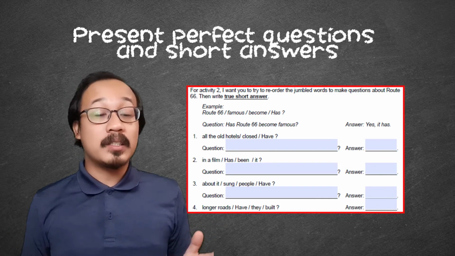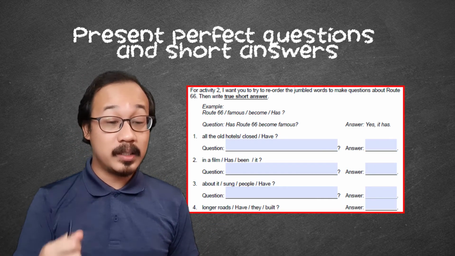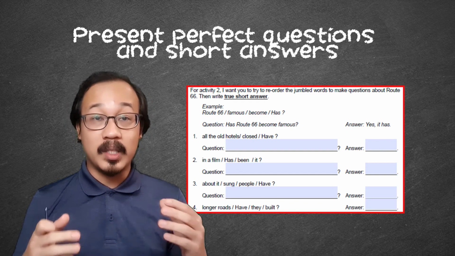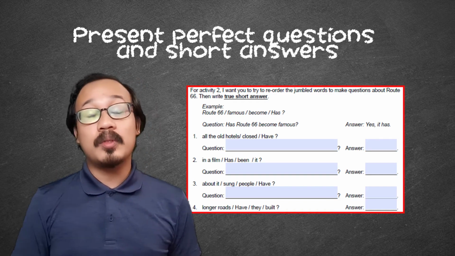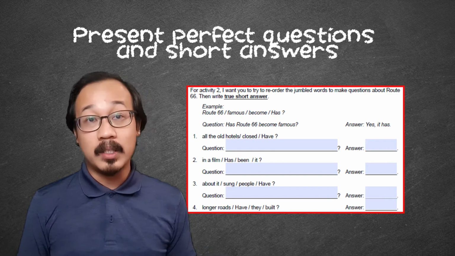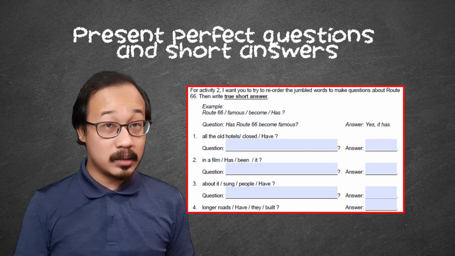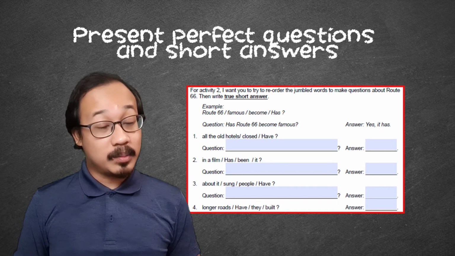Now that we understand the concept, let's look at activity 2. In this activity, I want you to reorder the jumbled words to make questions about Route 66. Then you write true short answers for all the questions. Remember, last week we read about Route 66, right? If you can recall. Okay, so now let's look at the example here.